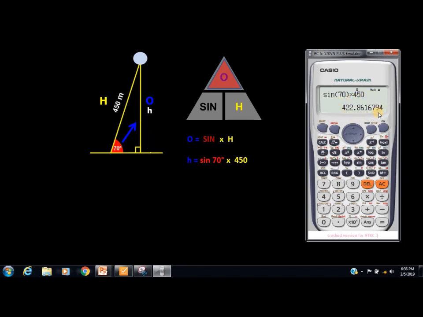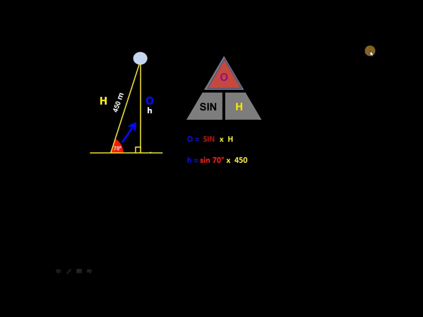We don't want the full answer. The question says 1 decimal place, so we go Shift, Set Up, Fix, 6, and then 1 decimal place, 1. So the answer is 422.9 meters. Here is the answer, 422.9 meters to 1 decimal place.